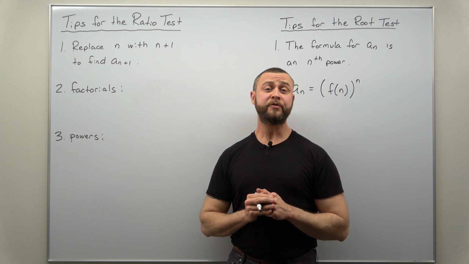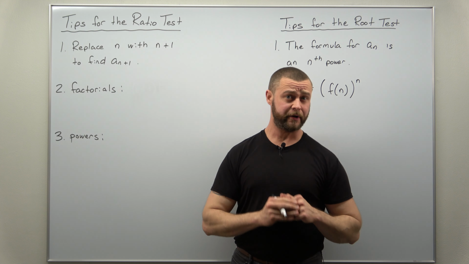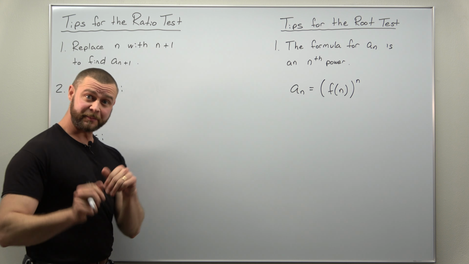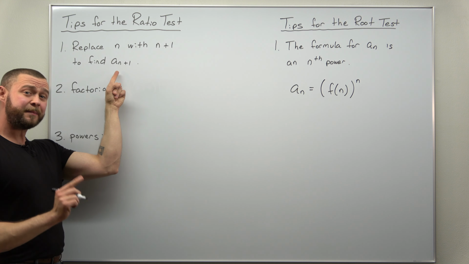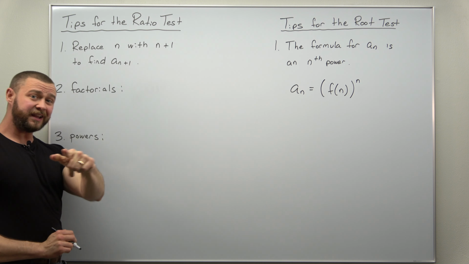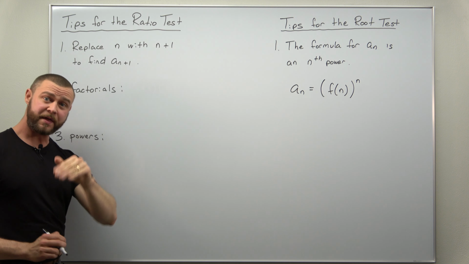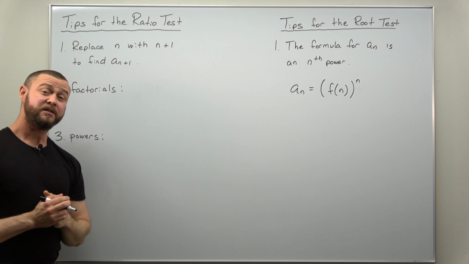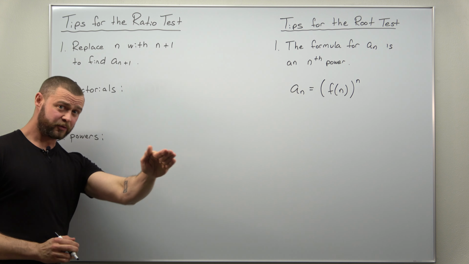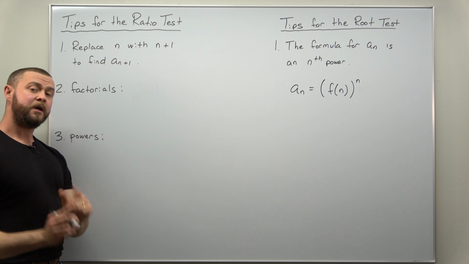There's three useful tips that you'll want to use when you apply the ratio test. The first one might seem really obvious, but it's to, when you calculate the term a sub n plus 1, replace all n's everywhere with n plus 1. Again, that might seem really simple, but definitely do that. All n's replace with n plus 1.